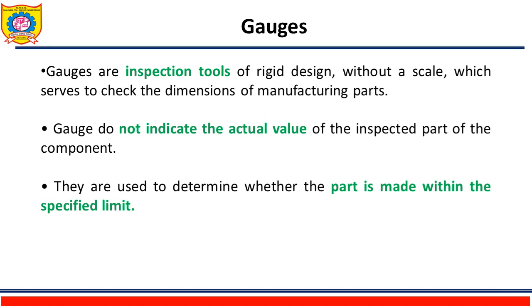So these are again inspection instruments where we are not getting the actual dimensions of the component, but we are just checking the dimensions of manufacturing parts. Gauges do not indicate the actual value of the inspected part of the component. They are used to determine whether the part is made within the specified limits or not. So gauges are not going to indicate any dimension value. They are just going to tell us whether the part is made within the specified limits of dimensions or not.